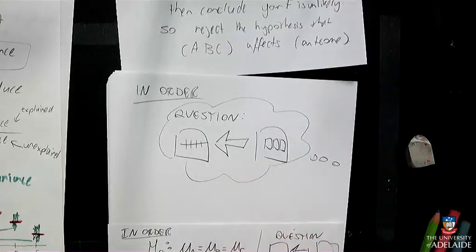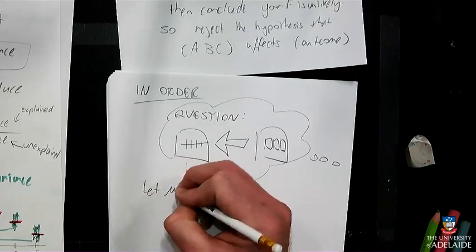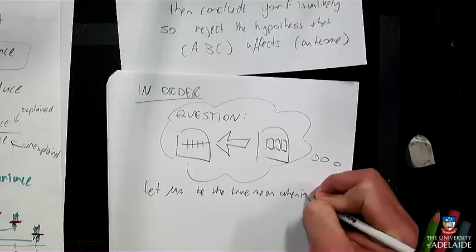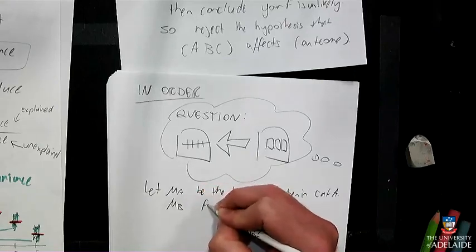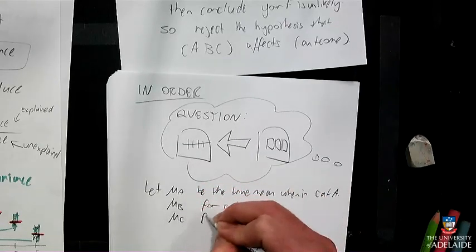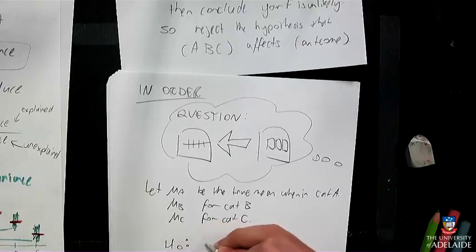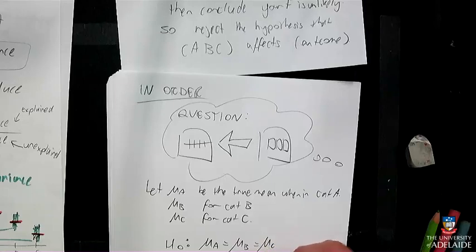Okay, so the first thing is to recast this as if it was about means. And so you say, let mu A be the true mean when in category A, and so on, right? For category B, mu B, and mu C for category C. So this bit here is what the lecturer means when they say, define your parameters. And then we'll say, H naught is that they're all the same. And HA is that the means are not all equal.